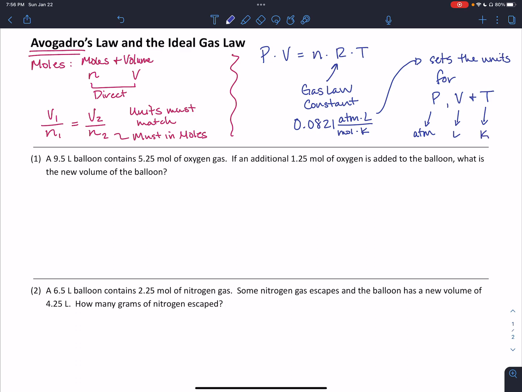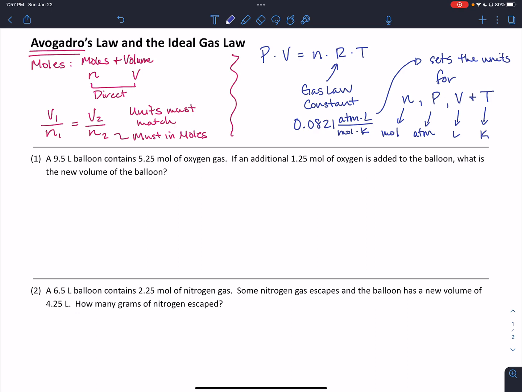Oh, I forgot moles. Let me put moles in there. It also sets that one too. That one must be in moles. So unlike our other gas laws where we just needed units to match, this time we have specific units that we have to use before we can plug into the ideal gas law. Like I said, there are other versions of R that have different units in them, but this is the one that we are going to be using for our problems in class.